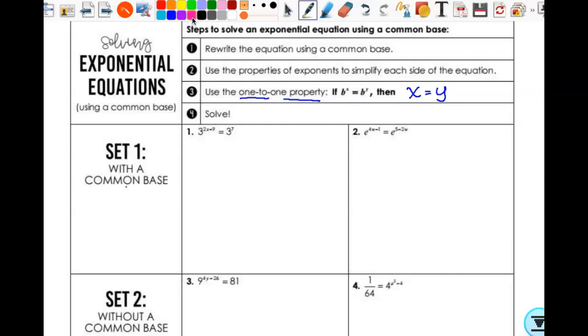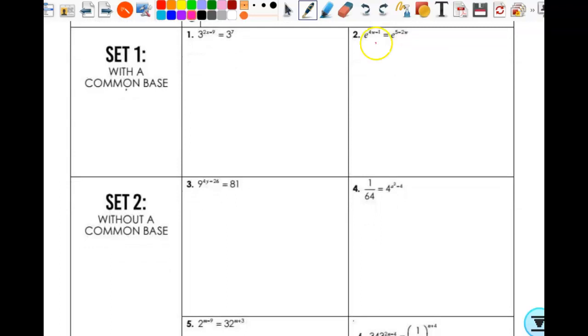All right, so if you look at number 2, these have common bases. So e to the 4w minus 1 equals e to the 5 minus 2w. That is a w, right? Because up here looks like a blob. Since it has common bases, we use the one-to-one property, and we get that 4w minus 1 equals 5 minus 2w. The rest is basic algebra. I'm going to add 2w to both sides. I get 6w here. Add 1 to both sides. I get 6. w equals 1. That's that easy.